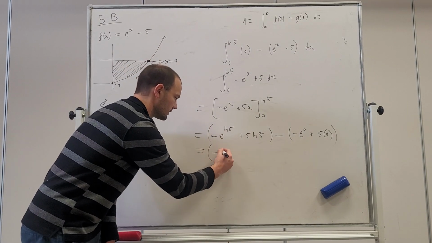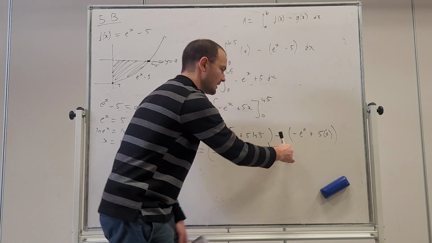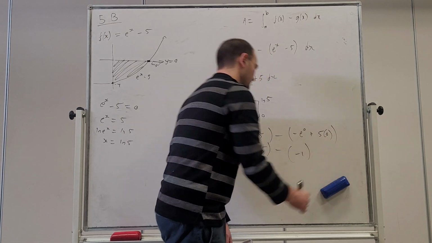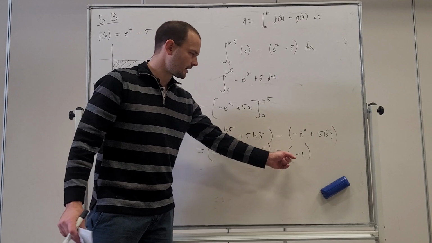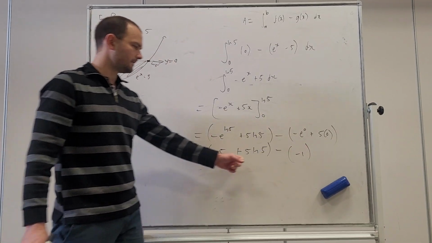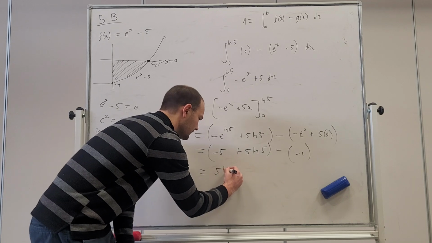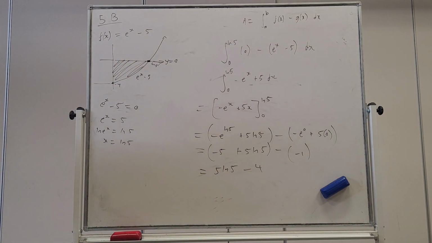All right, let's process here. That's minus 5. We've got plus 5 ln 5, and then we're taking away this, which is minus 1. That's 0. So if we have these like terms, minus 5 take away minus 1, that's going to be minus 5 plus 1. So we have 5 ln 5 take away 4. That's going to be our area exactly.